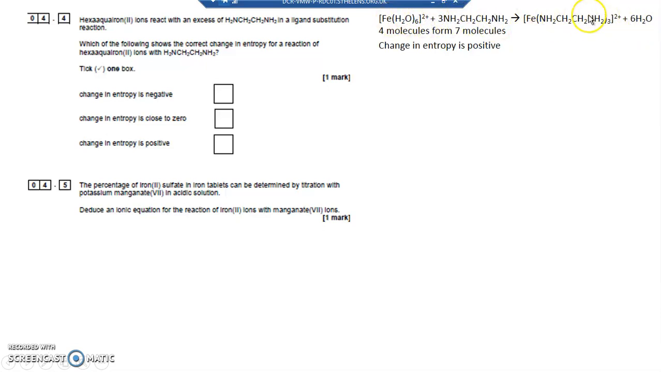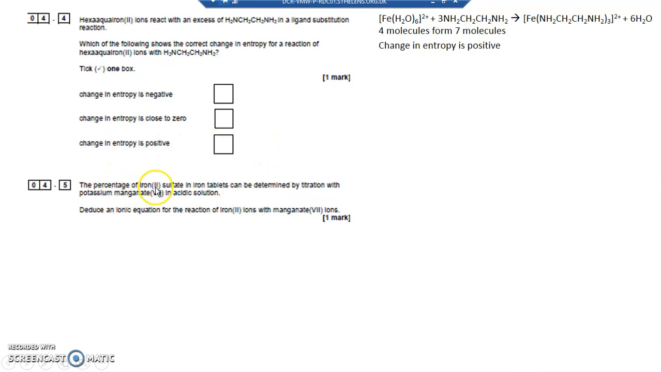If there's fewer moles on the left than there are on the right, then you're getting more molecules, more moles on the right hand side. That means you increase entropy. Entropy is positive. It's becoming more chaotic. So the change in entropy is positive.